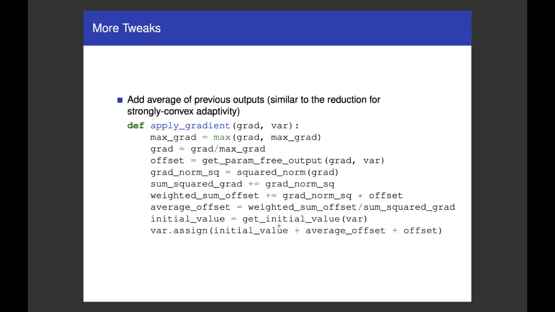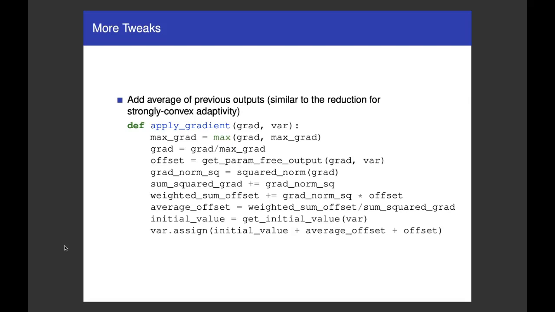Finally, one more tweak is we're going to add the average of the previous outputs, just like in the previous section when we talked about strong convexity adaptivity. So here the pseudocode becomes marginally more complicated. We compute the offset as before, but now we get this sum squared of the gradient, and we compute this weighted offset where we weight the tth offset by the squared norm of the gradient at the tth time step, and then we'll add the average of this weighted average offset to the offset we got from the parameter-free algorithm and the initial value to get our final update for the variable.